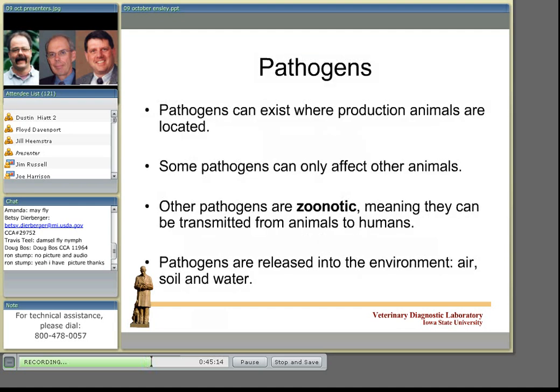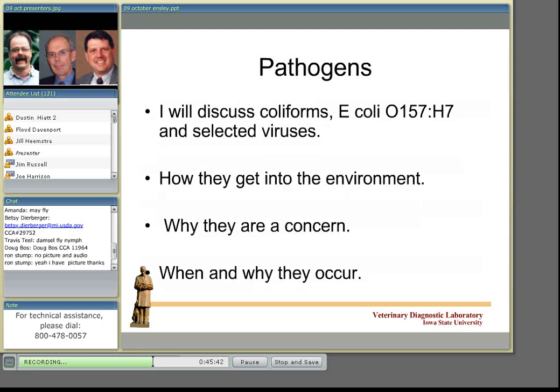The pathogens can exist anywhere where production animals are located. Some pathogens can only affect other animals. Some are what we call zoonotic, meaning that they can be transmitted from animals to humans or humans to animals. And then the pathogens that we are concerned about can be released into the environment in the air, soil, and water. We were interested in the water. And again, I want to talk about what we found when we looked for coliforms and E. coli 0157H7 in particular, how they got in the environment, why they are of a concern, and when and why they occur in the water.